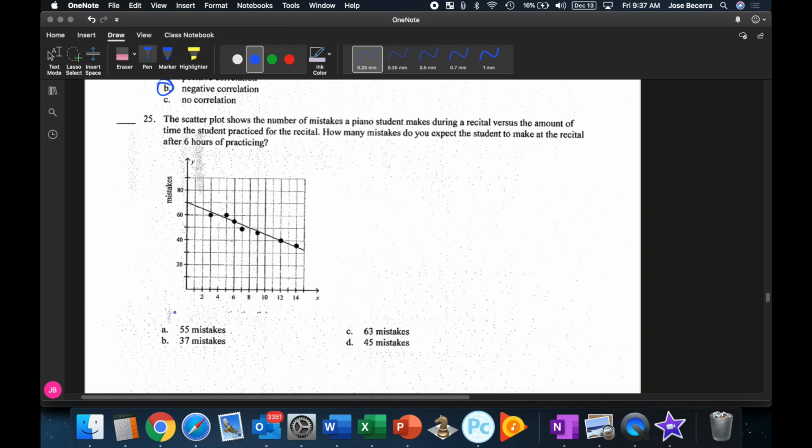The scatter plot shows the number of mistakes a piano student makes during a recital versus the amount of time the student practiced for the recital. How many mistakes do you expect the student to make at the recital after 6 hours of practicing? 55. Yeah, 55. That's a lot of mistakes.